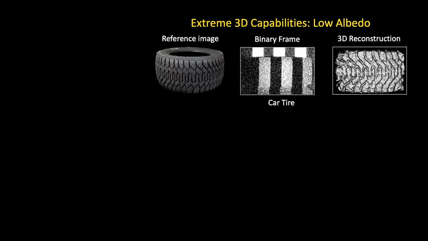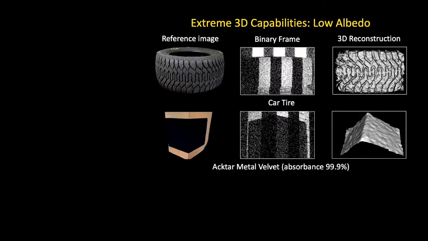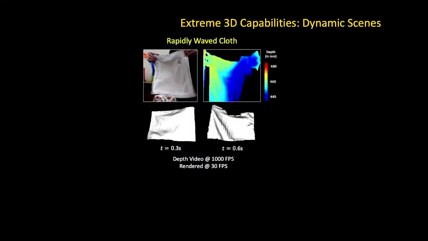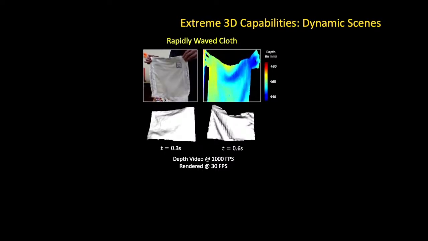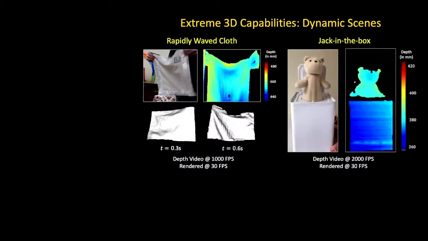Our lab prototype of single photon SL is capable of extreme 3D imaging and can operate in challenging SNR scenarios. We can see objects with very low albedo, such as the car tire and the inverted view groove shown here. We can also scan dynamic and non-rigid objects, such as the rapidly waved cloth and the fast-moving jack-in-the-box toy.